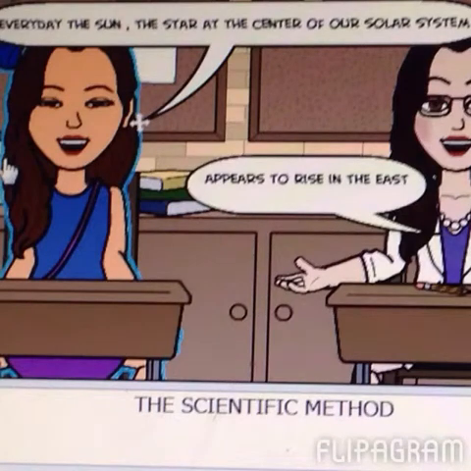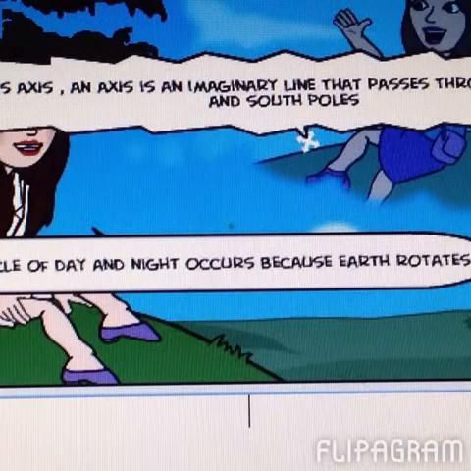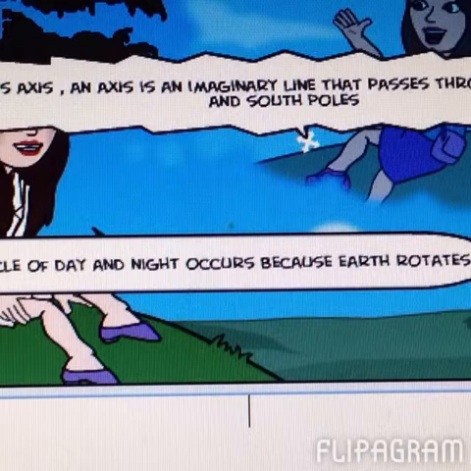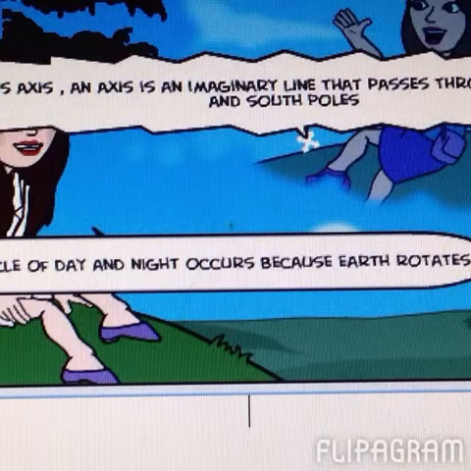Every day the sun, the star at the center of our solar system, appears to rise in the east. The cycle of day and night occurs because Earth rotates around its axis. An axis is an imaginary line that passes through the north and south poles.